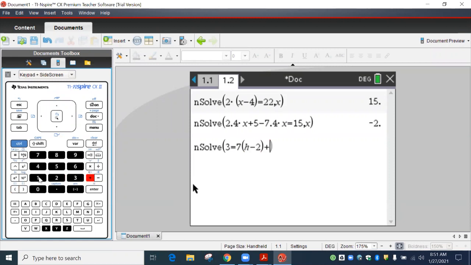Now, here's where you got to be careful. You're not going to put comma X because we're not using an X. We're going to put comma H. So if you use an H, then we got to put comma H. Okay, so remember, you always put what letter you're looking for. In this case, we're looking for H. We hit enter and we get 0.